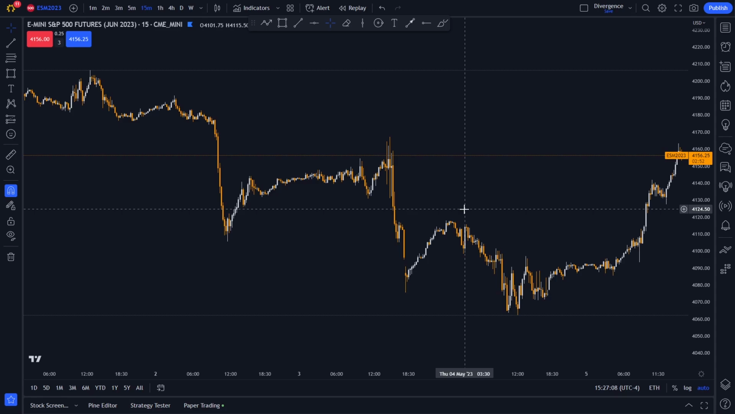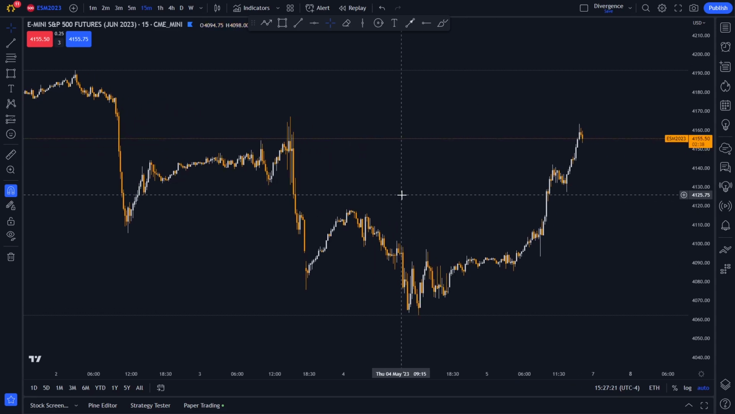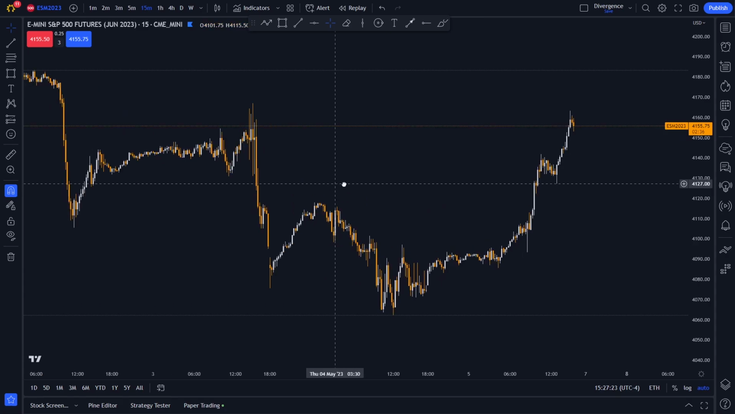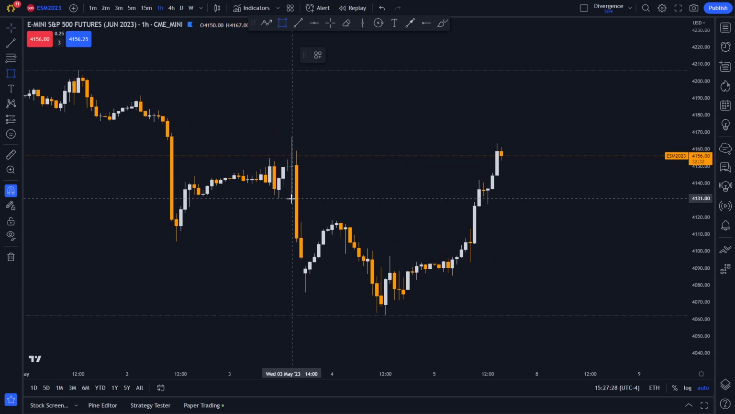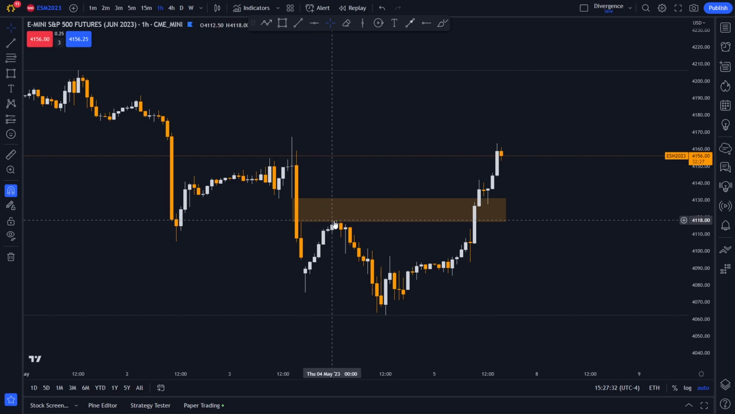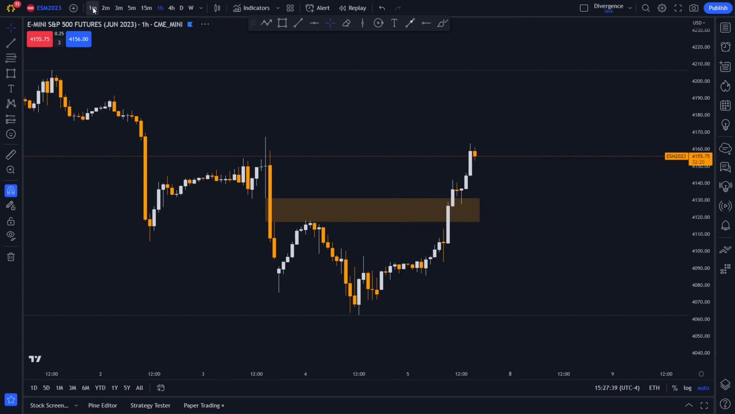So guys, remember that time is very important with ICT concepts. Liquidity is very important. Trading only one model is also important, and knowing where your point of interest is, and that's the fair value gap or order block. So let me just show you like quickly. This fair value gap right here above this liquidity is your point of interest. In this fair value gap, you would be looking to go for a reversal.